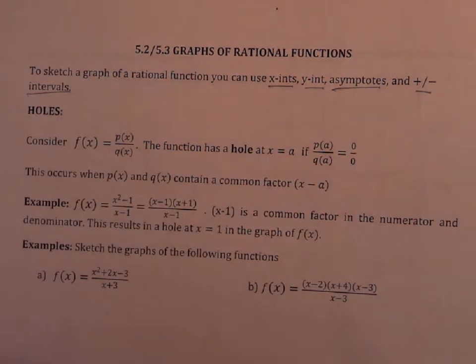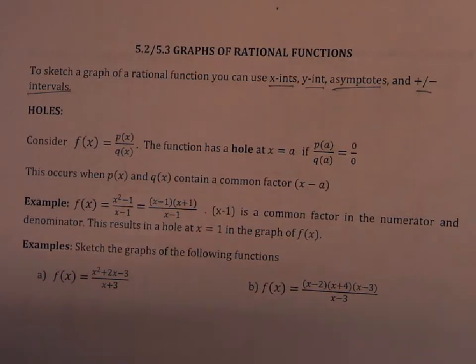Positive and negative intervals, how do we get them? You already know it from solving rational inequalities or solving polynomial equations. You know that you have to do a factor table to get the positive and negative intervals. For rational functions, we're going to do the same thing for more complex graphs. Sometimes you don't have to do it, but for some graphs you kind of need to.